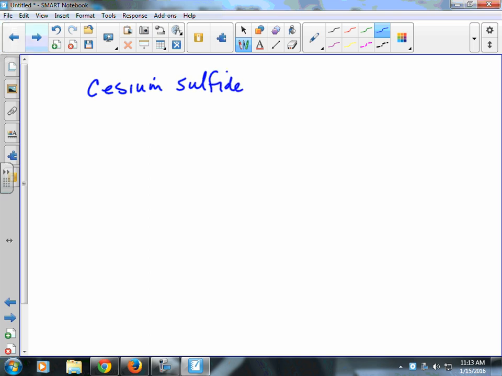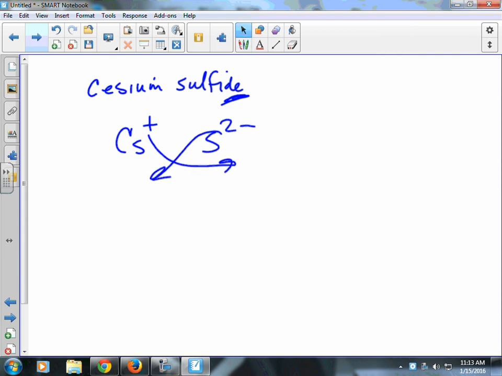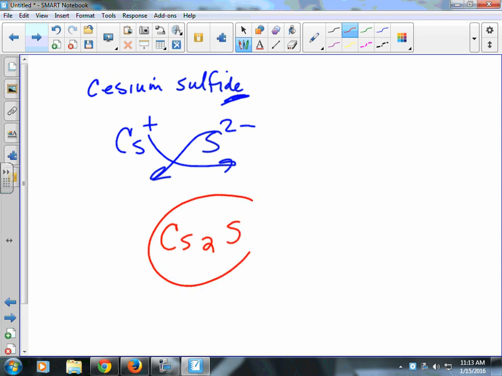Okay, number 10, cesium sulfide. Okay, symbol and charge. Cesium. Okay, Cs is in group 1, plus 1. Okay, sulfide, look right here. IDE, it's sulfur. Good. Switch. What's the formula? That's it. 2 to 1 will not simplify, so that's it.